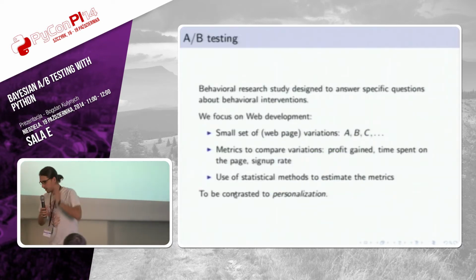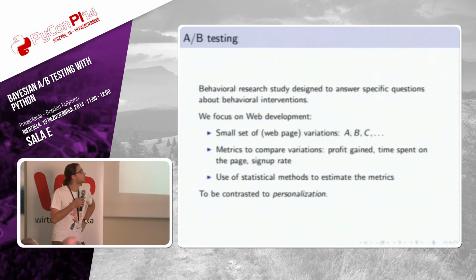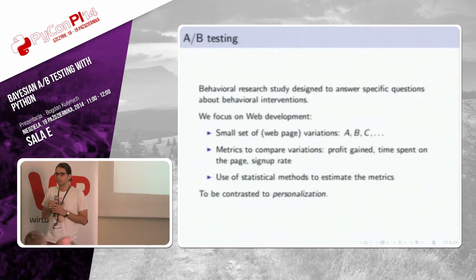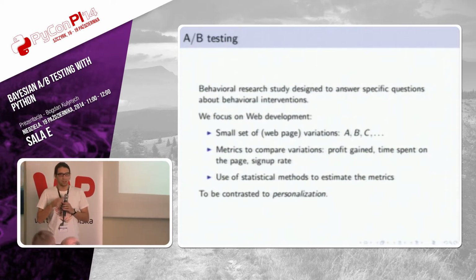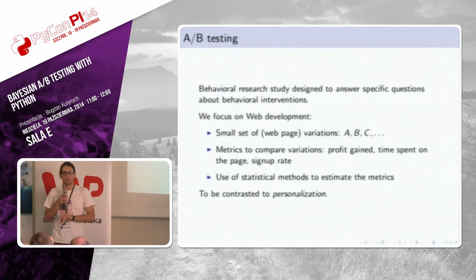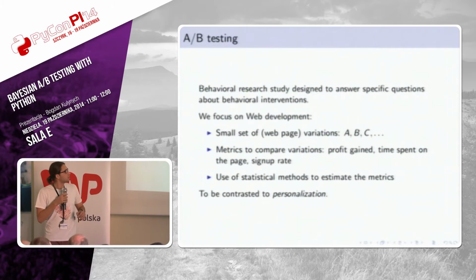So what is A/B testing? It's a kind of behavioral research study. The theory behind A/B testing, a lot of it comes from clinical trials, because it's kind of similar. You have a control group, a treatment group. You observe changes of behavior of your subjects. So for web development, it's kind of similar.